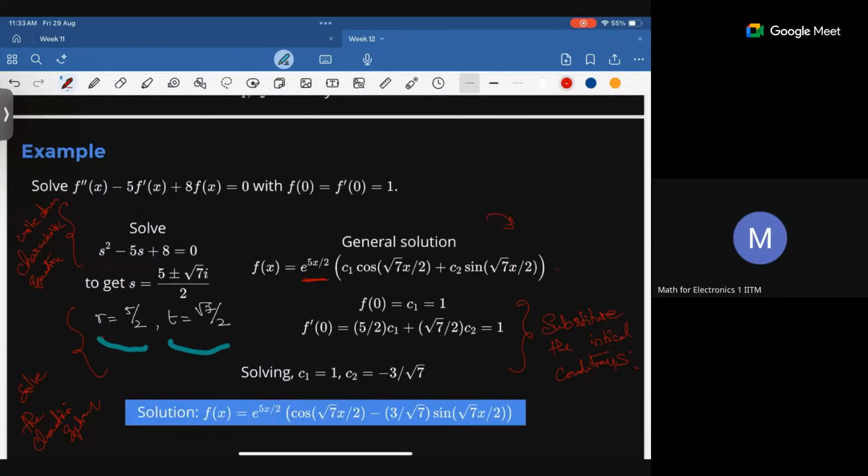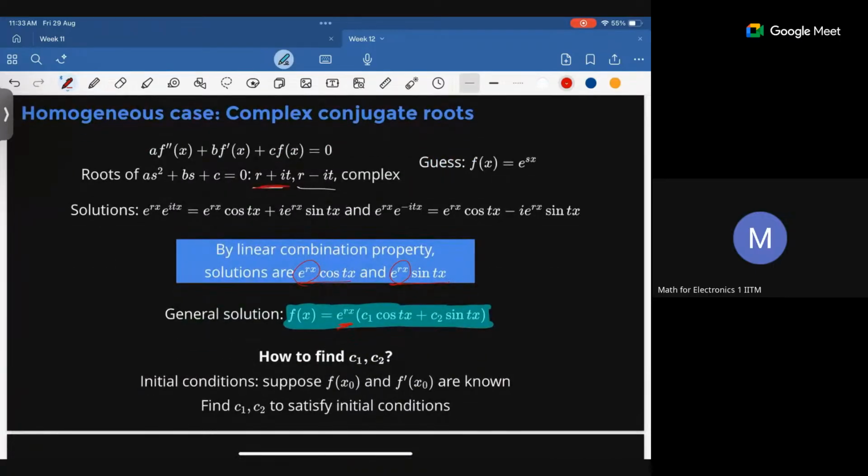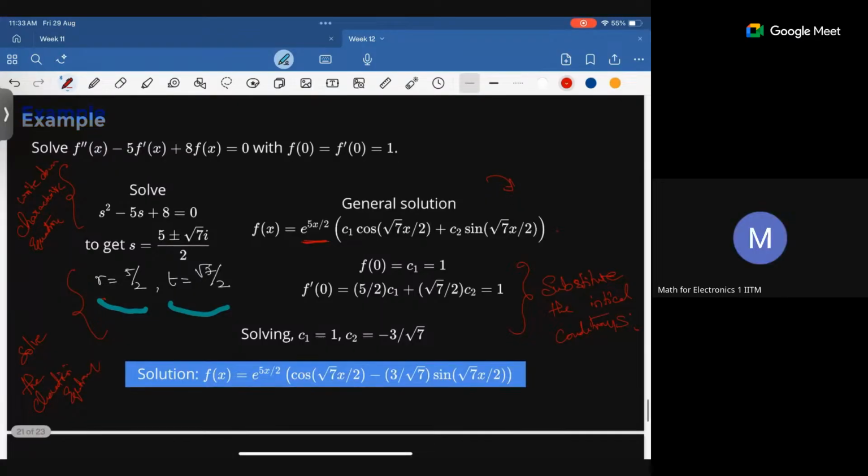And r is basically, if your complex roots are r plus it and r minus it, the real part of your complex roots. So here the real part is 5 by 2. So that is why it is e power 5 by 2 x. Okay, sir. Okay.